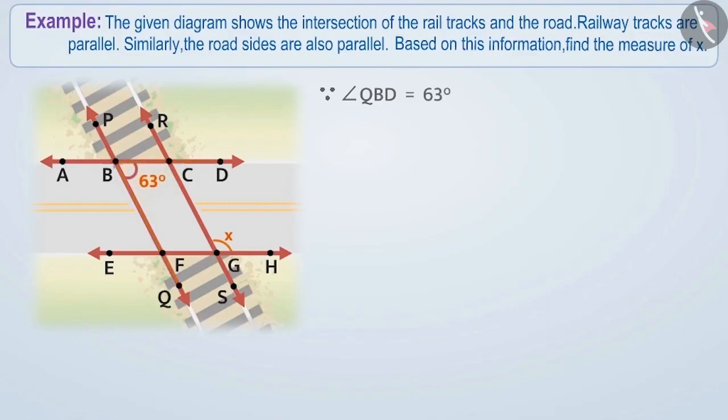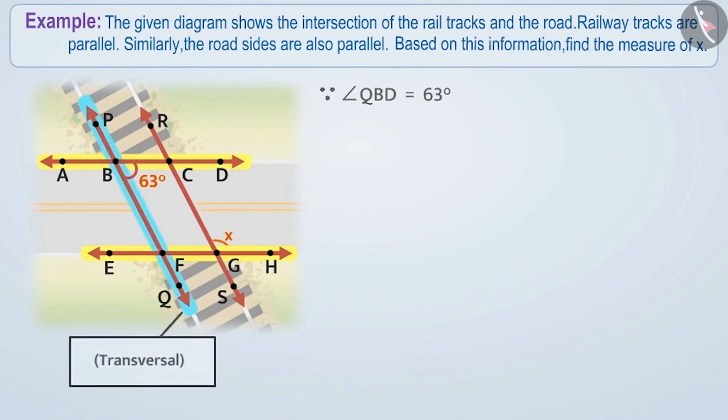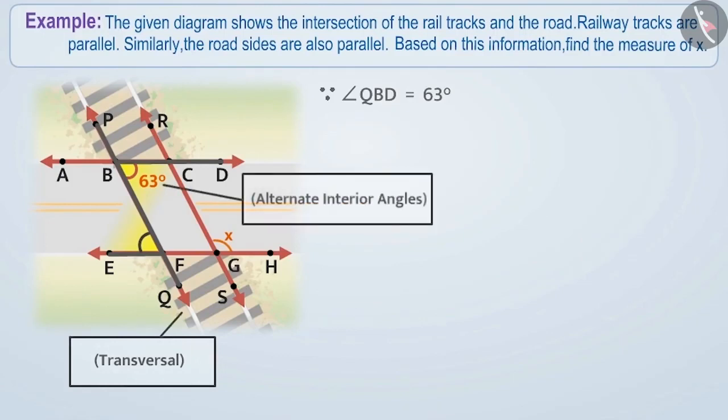Here we see that the line AD and the line EH are parallel and the line PQ is their transversal line. Here angle QBD and angle PFE are alternate interior angles formed by the transversal of two parallel lines. So, they are equal. That is, angle QBD is equal to angle PFE is equal to 63 degrees.